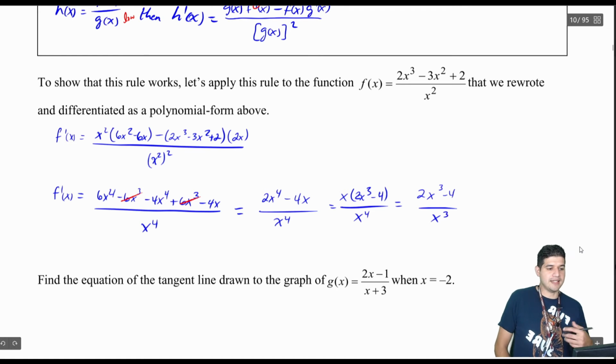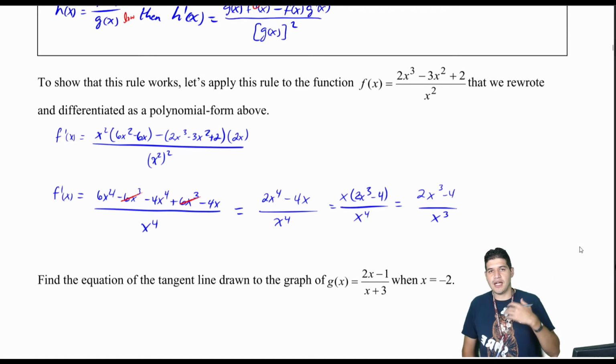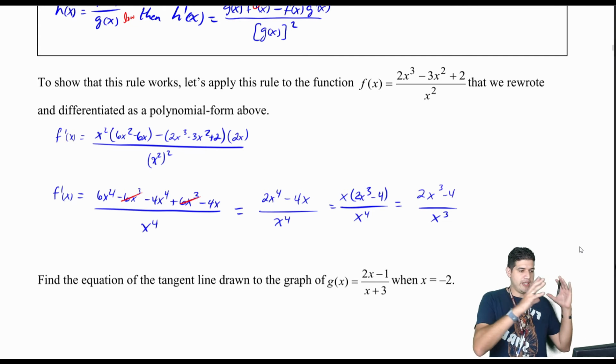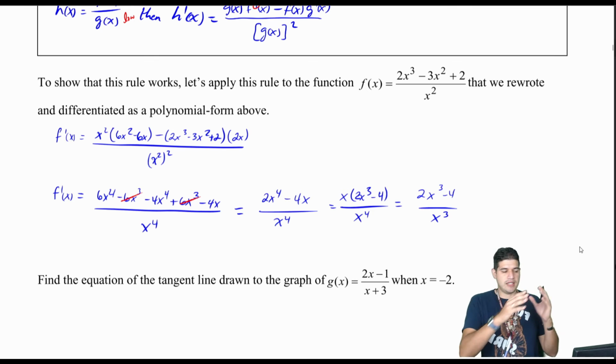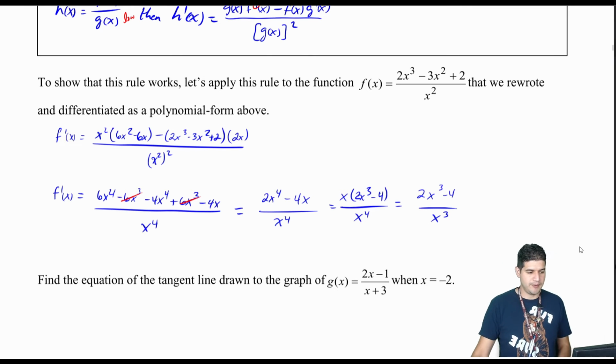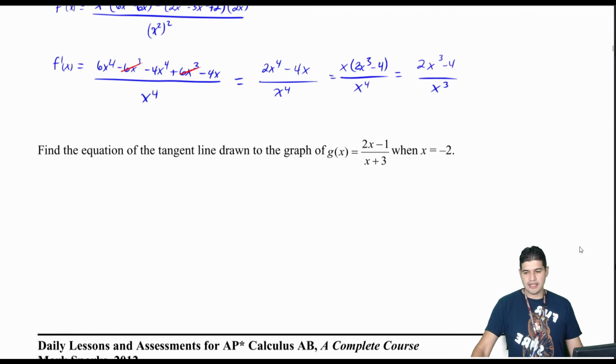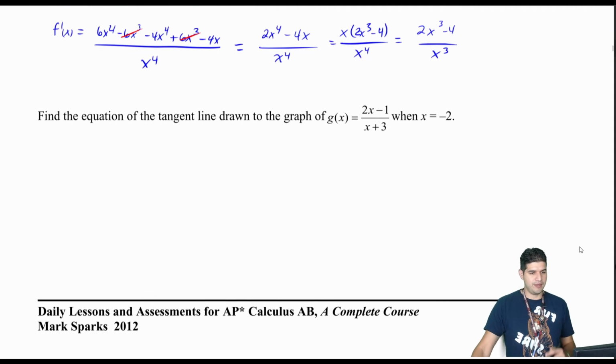Go back up, check it. That's the exact same thing that we got just a moment ago when we were doing the same problem, and we did it by putting it in polynomial form first. So the quotient rule, right, it does work. I gave it to you, and this shows that it is working. And so now that we know that it is working, let's actually do a problem with it, okay?